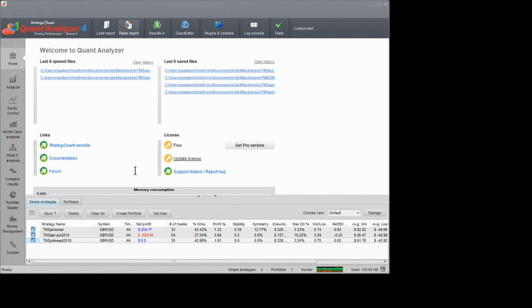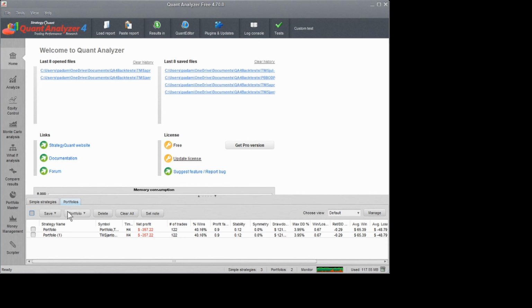So here you go. From the 3 phases that I've done, $204. The redo of phase 2, I got $569.99, and then we got $8 there. So I'm going to put this into a portfolio, and we're going to analyze that.